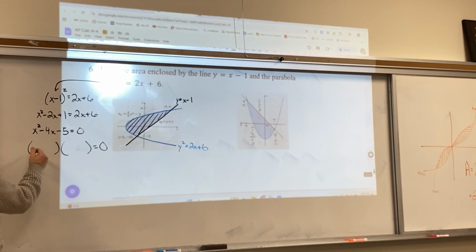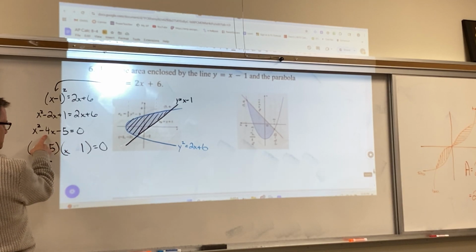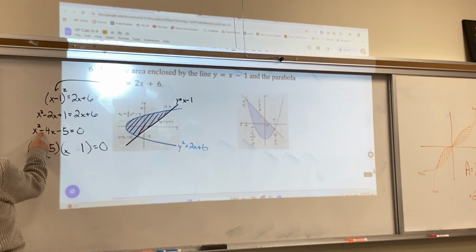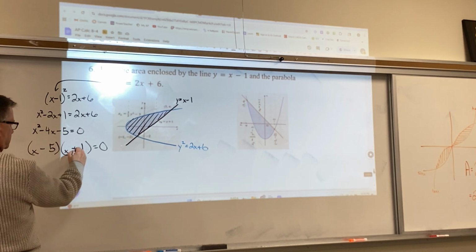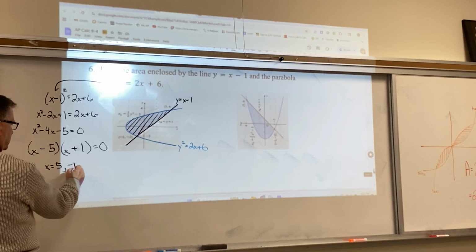Two things that multiply to give me x squared is x. Two things that multiply and give me 5. I'm kind of stuck. It's got to be 5 and 1, right? There aren't a lot of choices, 5 and 1. And this is telling me, ooh, the bigger one better be negative, so minus. So that tells me x can be 5, x can be -1.